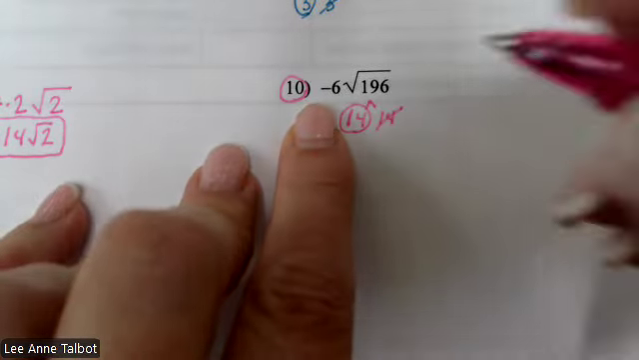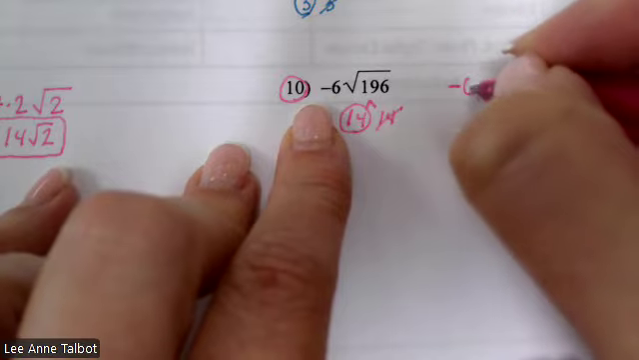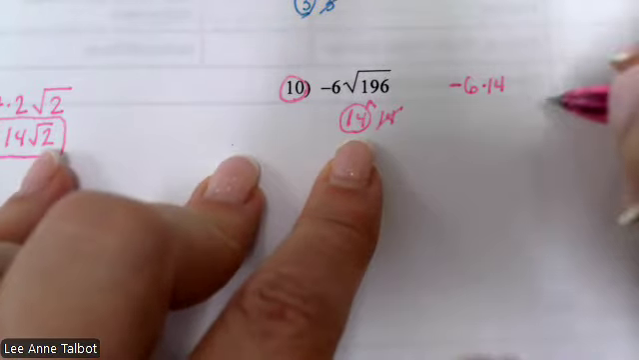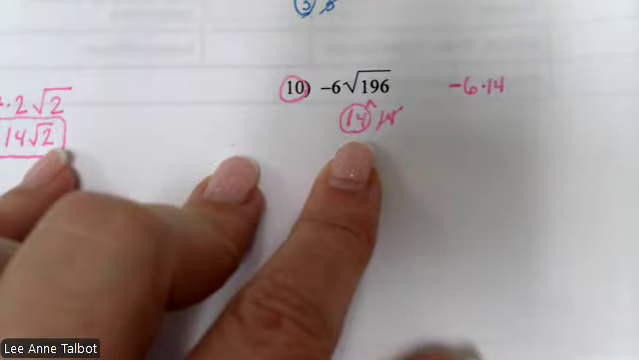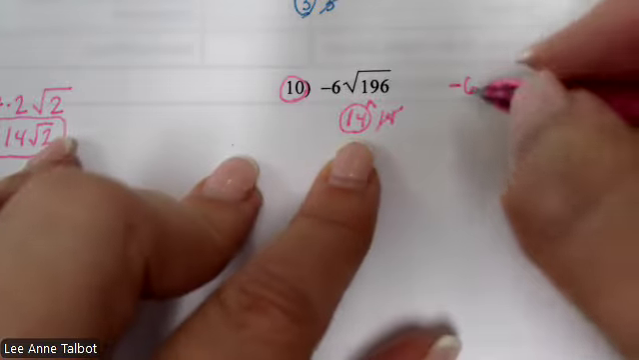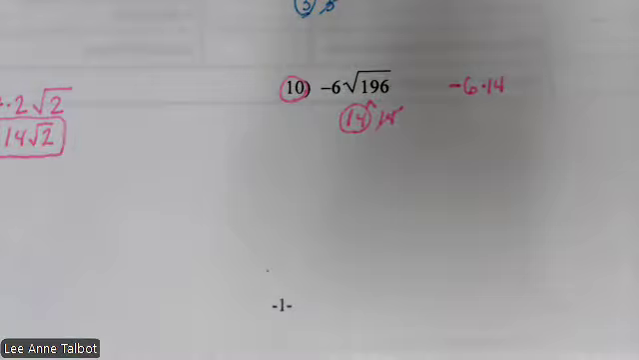The -6 is outside, so he stays outside and multiplies with the circle of 14, and then the root is gone. This one is a perfect square root. It came out perfectly, so you're not going to have anything left over. -6 times 14 is -84.